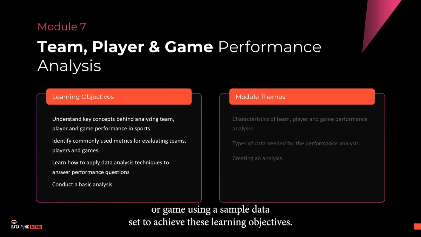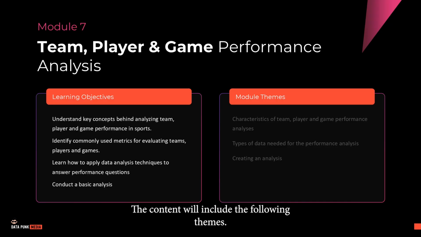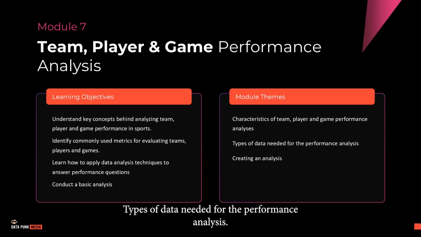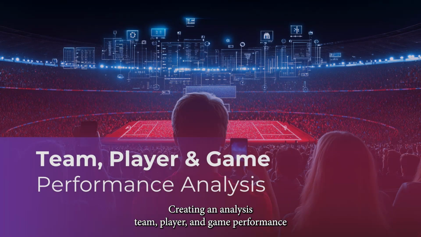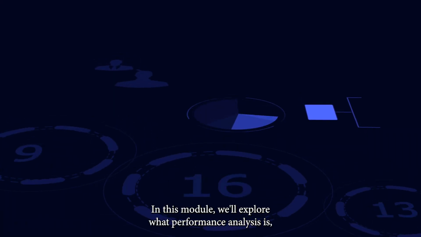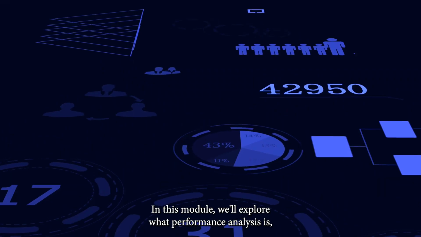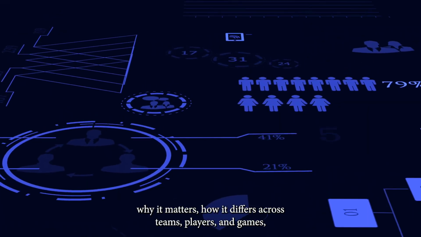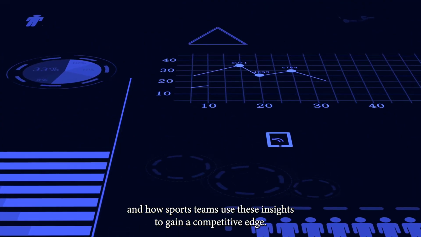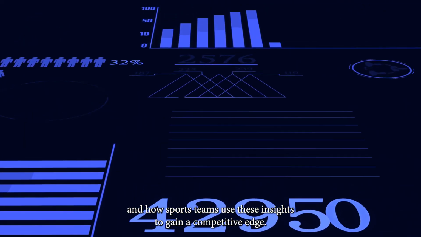To achieve these learning objectives, the content will include the following themes: characteristics of team, player, and game performance analyses. Types of data needed for the performance analyses. Creating an analysis. Team, player, and game performance analysis is one of the most foundational aspects of sports analytics. In this module, we'll explore what performance analysis is, why it matters, how it differs across teams, players, and games, and how sports teams use these insights to gain a competitive edge.